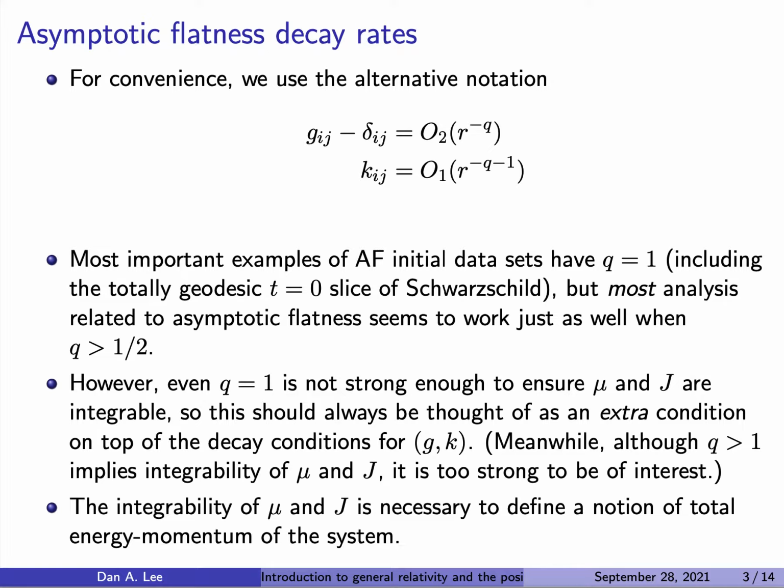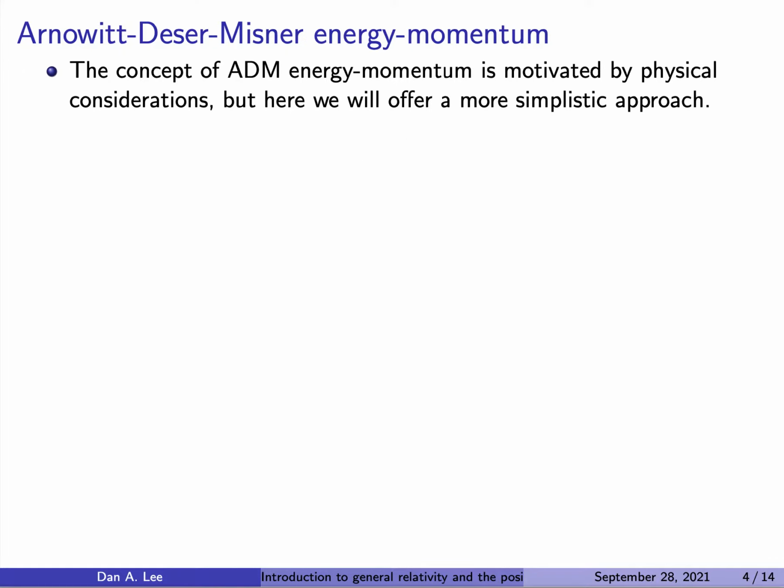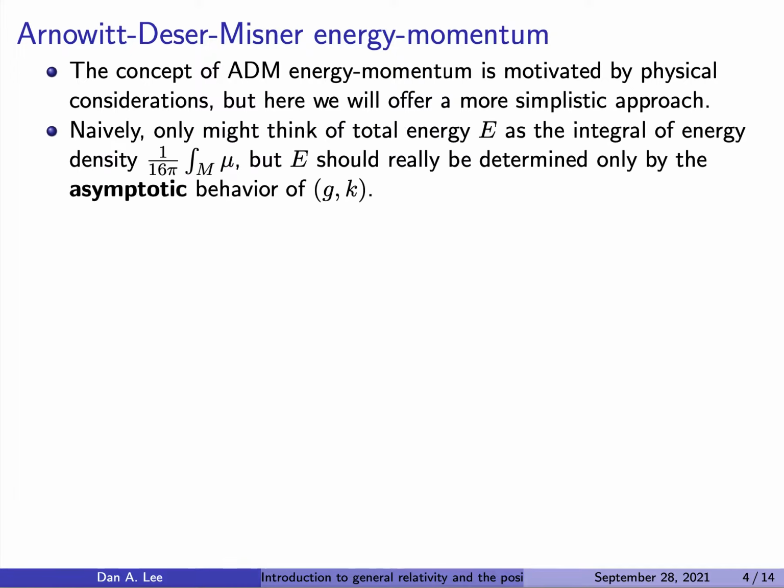So why do we want the integrability of mu and J? Well, it's necessary to define a notion of total energy momentum of the system. And that notion of total energy momentum that we will be using is due to Arnowitt, Deser, and Misner, usually abbreviated ADM. So the concept of ADM energy momentum was originally motivated by a physical argument, but here I'm going to offer a different, simplistic motivation, I would say.